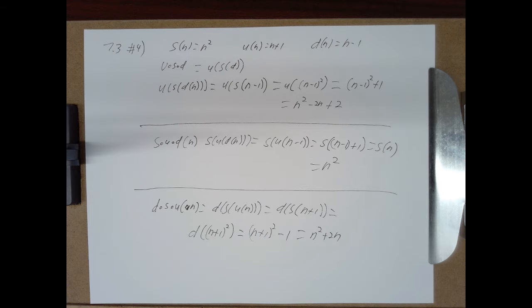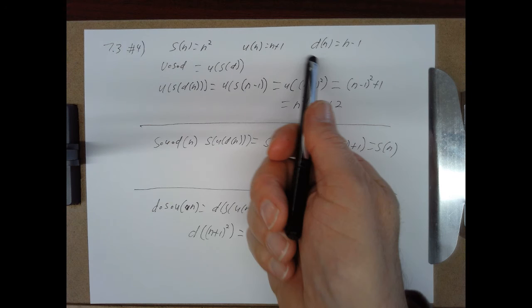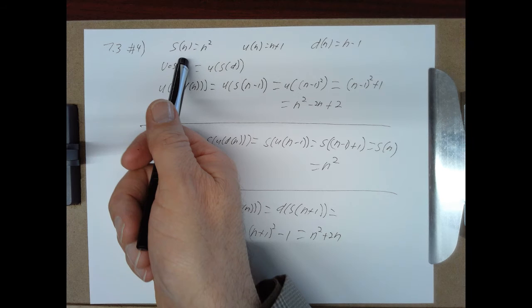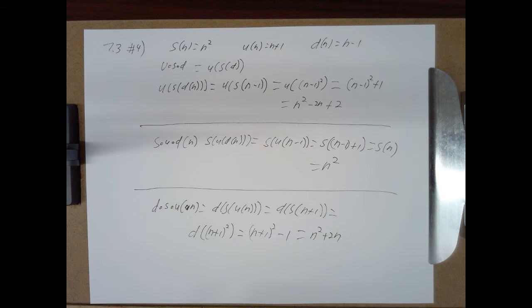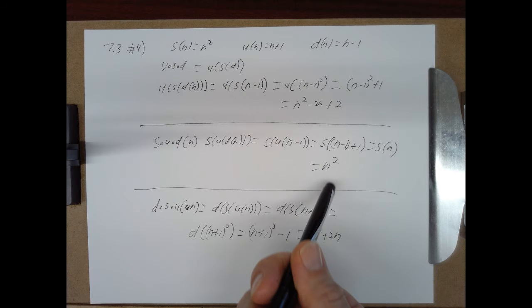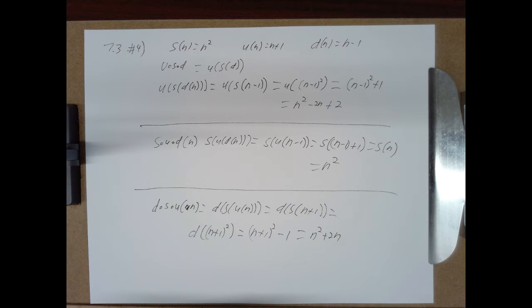And this is just calling functions inside functions. If you wrote a function called s and u and d that returned its argument squared, its argument plus 1, its argument minus 1, and then you made a function that called s and inside it called u and inside it called d, right? Or if you actually just said s of u of d of n, you should end up with n squared. That's all the composition is doing. It's basically nesting these calls inside each other.